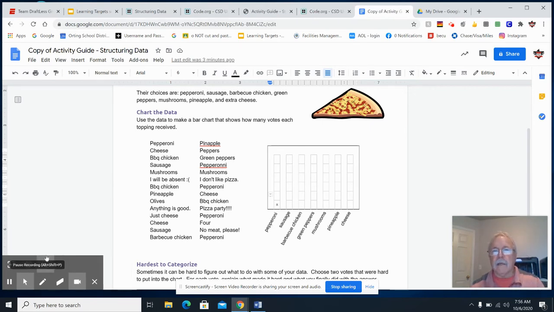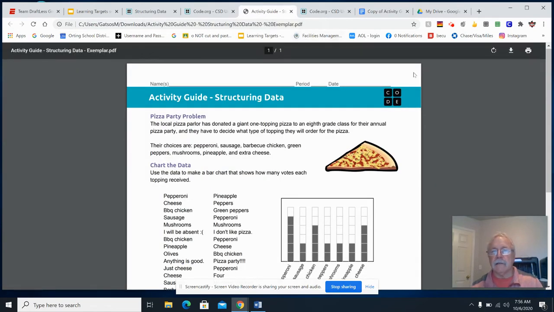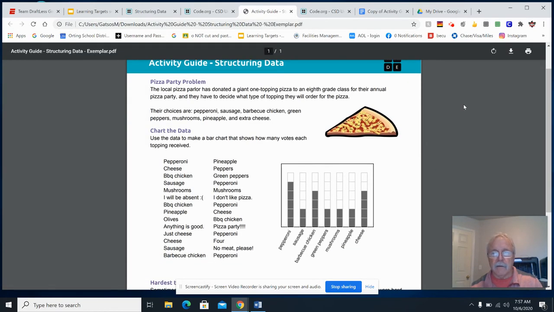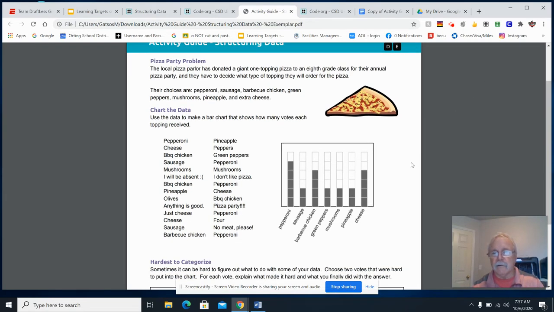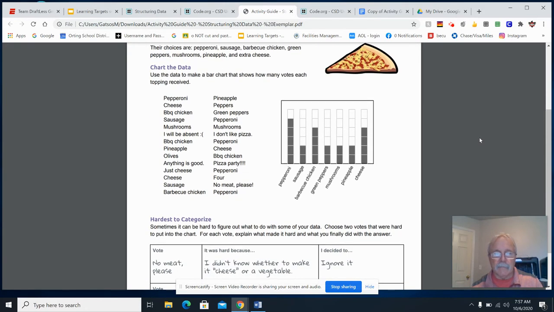Okay, welcome back. So when you finish your activity guide, this is what it should look like. Somewhat like this, okay? So our bar charts are listed, and if we look at the bar chart, we can kind of draw some conclusions based on that. Pepperoni was the most popular, followed by barbecue chicken and cheese tying. So we would draw our conclusions based on that: pepperoni would probably be the safest bet.